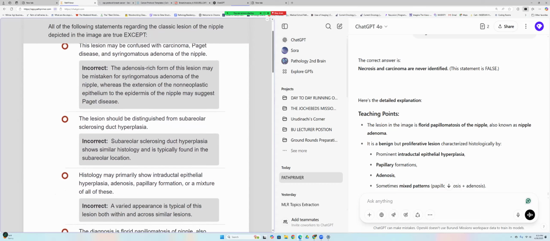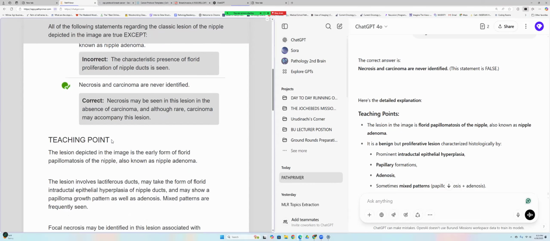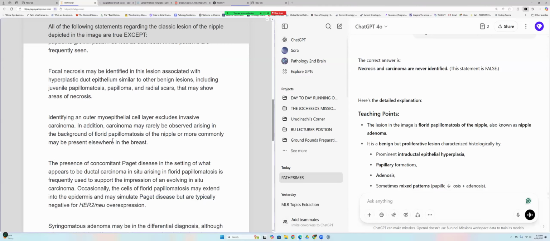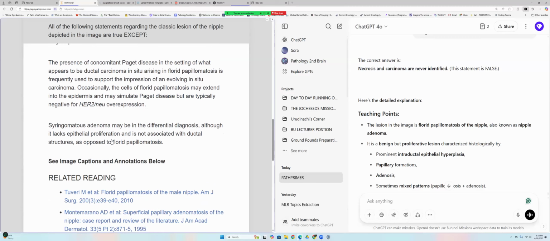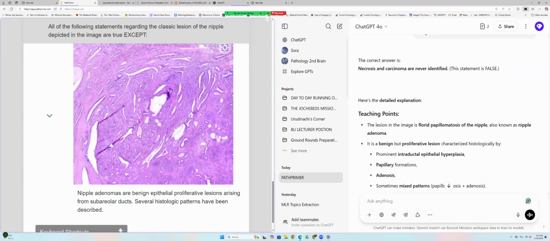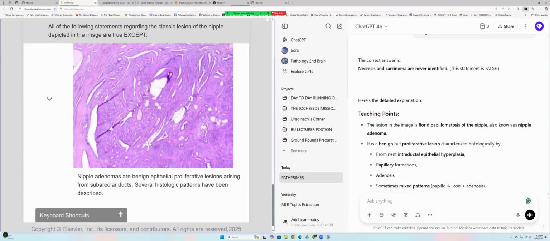Can you read the place? So the diagnosis is florid papillomatosis. Look at the diagnosis. What is it for? Nipple adenoma. Yes, nipple adenoma, arising from benign preparation. What do they contain?